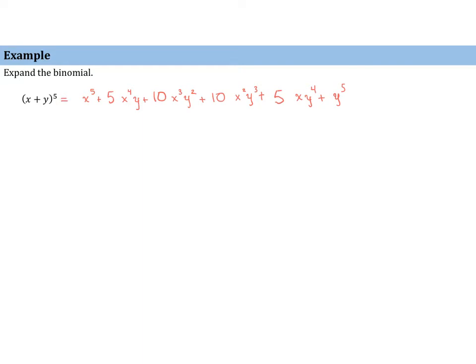6 terms. Notice the number of terms that we have is always 1 more than the power on the binomial. So we should have 5 plus 1 terms.